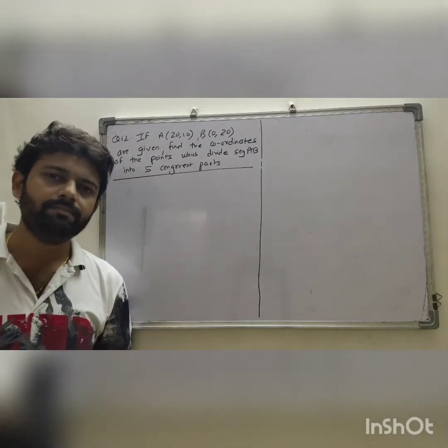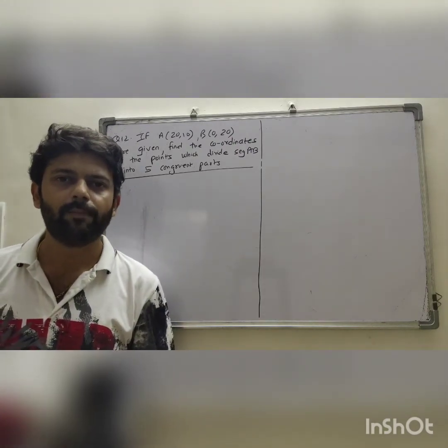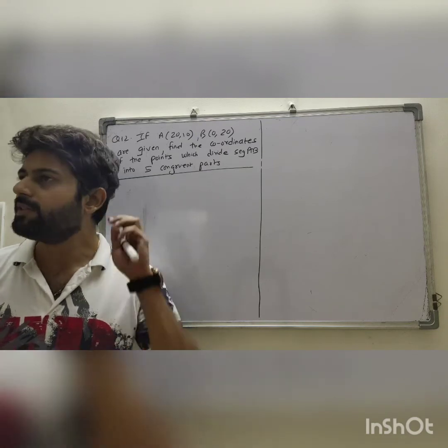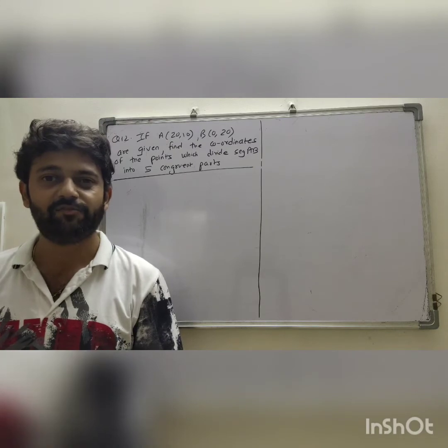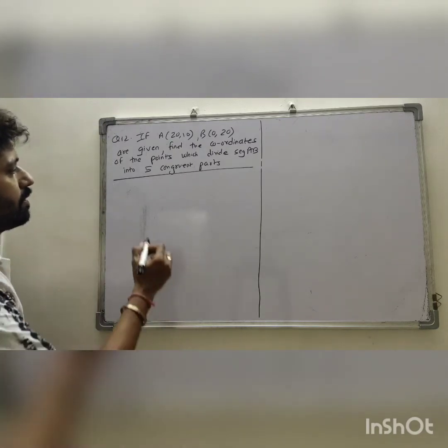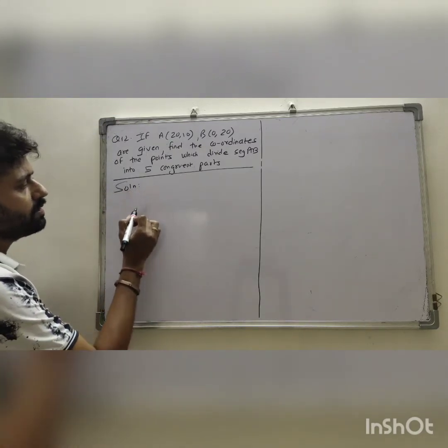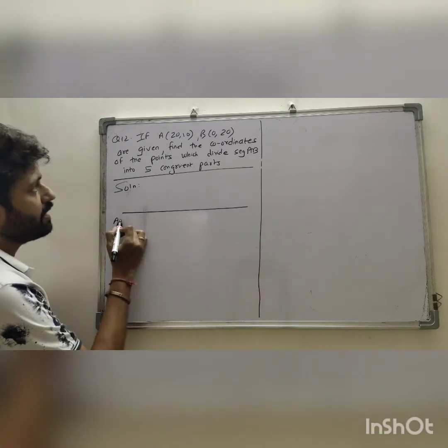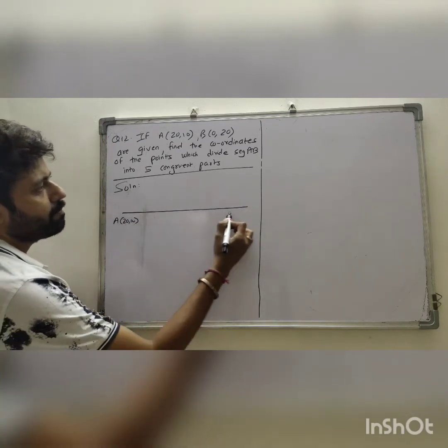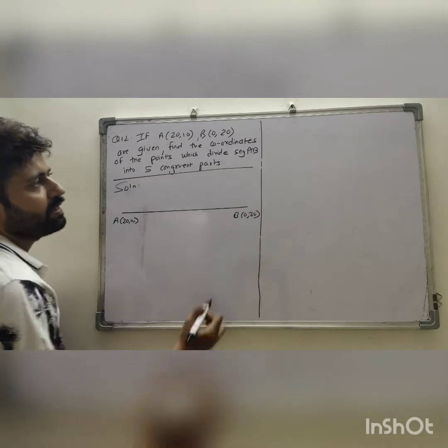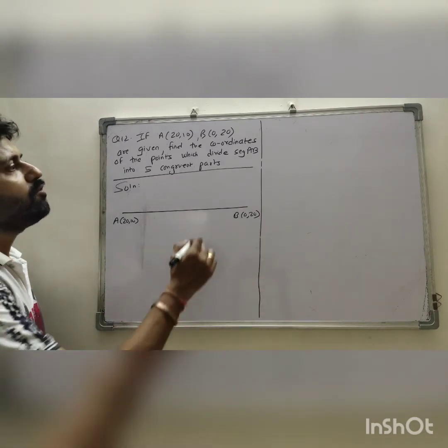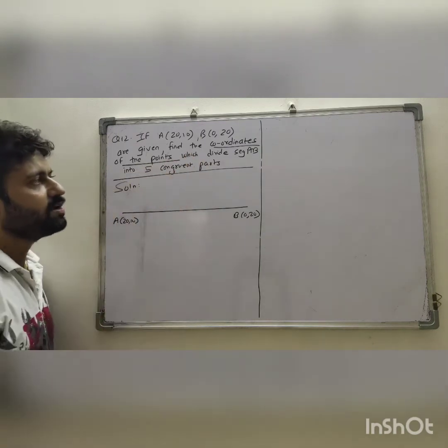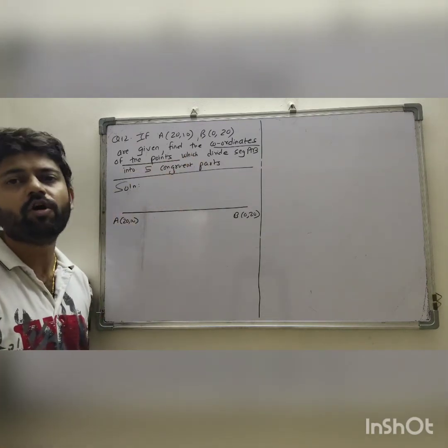This is the 12th sum from exercise 5.2 and we are solving third sum from part 4 of exercise 5.2. Here is the solution. A(20, 10), B(0, 20). They are the endpoints of the segment AB. We have to find the coordinates of the points which divide segment AB into 5 congruent parts.